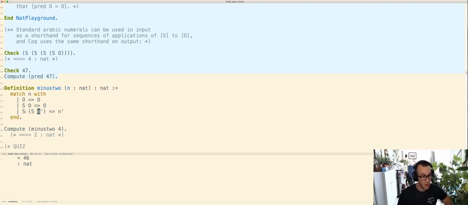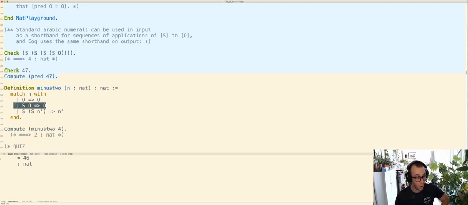Successor of something. Okay, interesting. We've done a compound pattern here where we're matching 2 successors. And then we return the inner thing. This is like stripping off 2 layers of successor. Nice. So this will give us the number 2 less than the one we had in our representation.